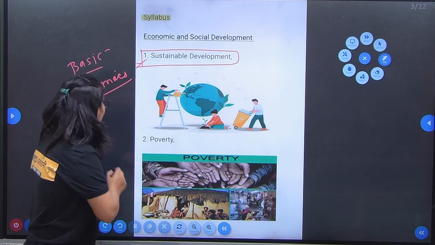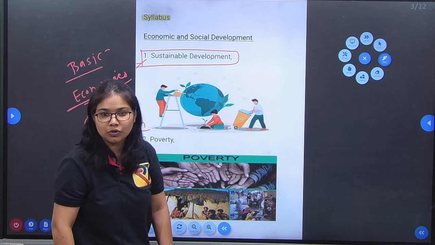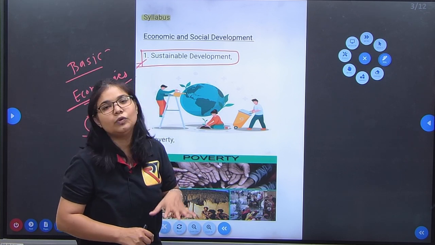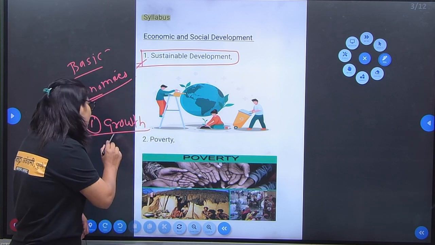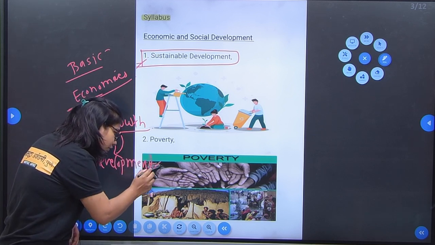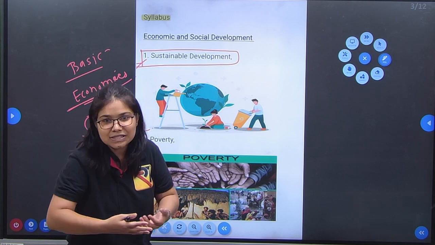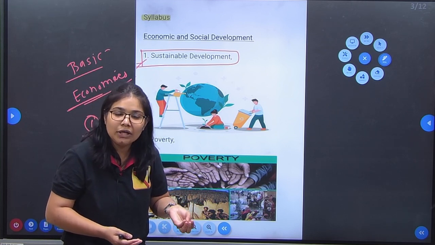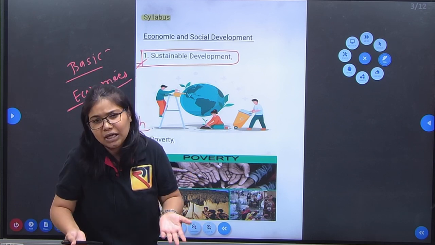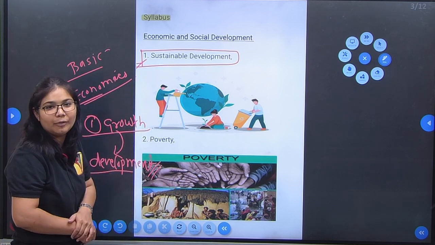What are those? Growth. We have to first of all learn the concept of growth. What is growth? We calculate growth in the section of GDP, gross domestic product. So we have to learn it first of all, right? Then we will link growth to development. Do growth and development go synchronous with each other, or does growth happen and development not happen in the country, or are both happening? We will discuss all these scenarios.